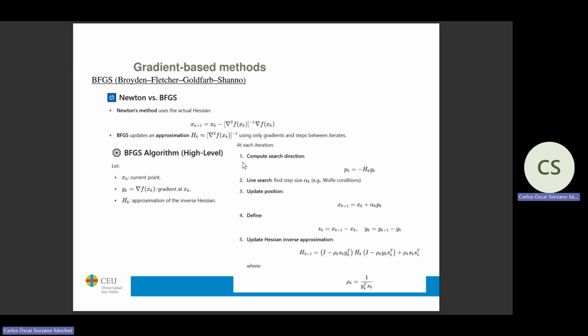So you evaluate the gradient at k, you evaluate the gradient at k plus 1, and see how much the gradient has changed. And then you update your inverse of the Hessian in this way. The inverse of the Hessian is whatever you had before, plus something that depends on how much you have moved in x and how much the gradient has changed. Here you have the same. And here you have, somehow, the norm of how much this thing has moved. And then this rho k is this calculation.